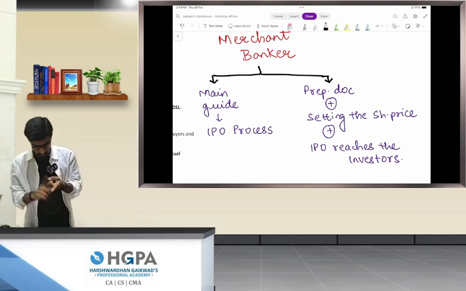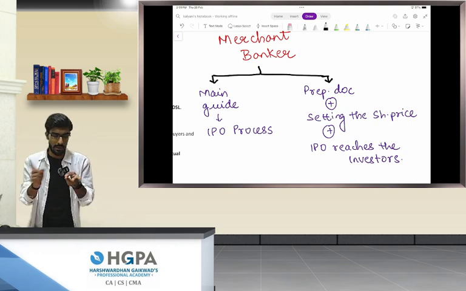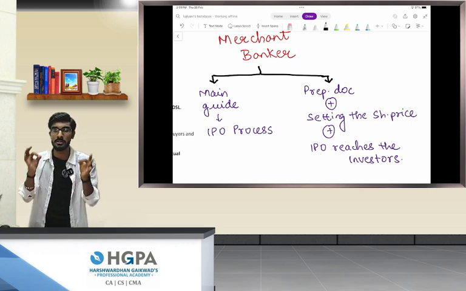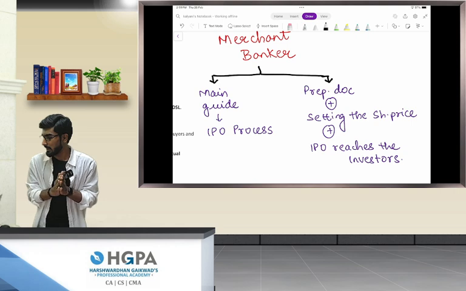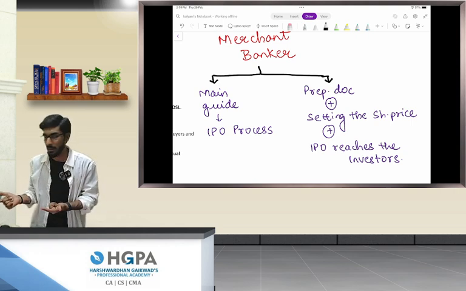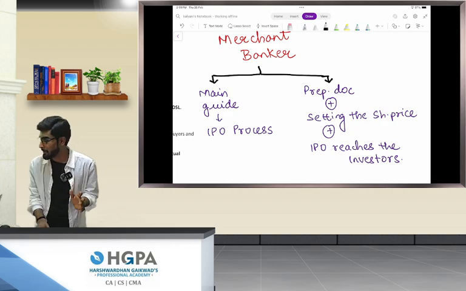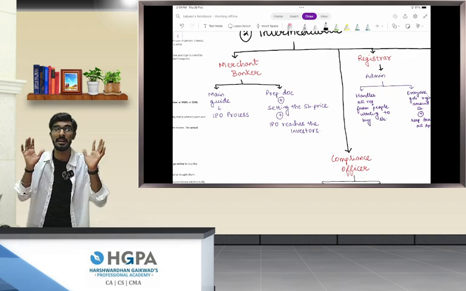So, he is the main guide of the IPO. Number two, he prepares documents. Number three, he sets the pricing of shares. And number four, he ensures the shares reach the investors. Clear? So quickly we read, people. See, this is how we should study using mind maps. This will increase your speed by nearly 10 times.